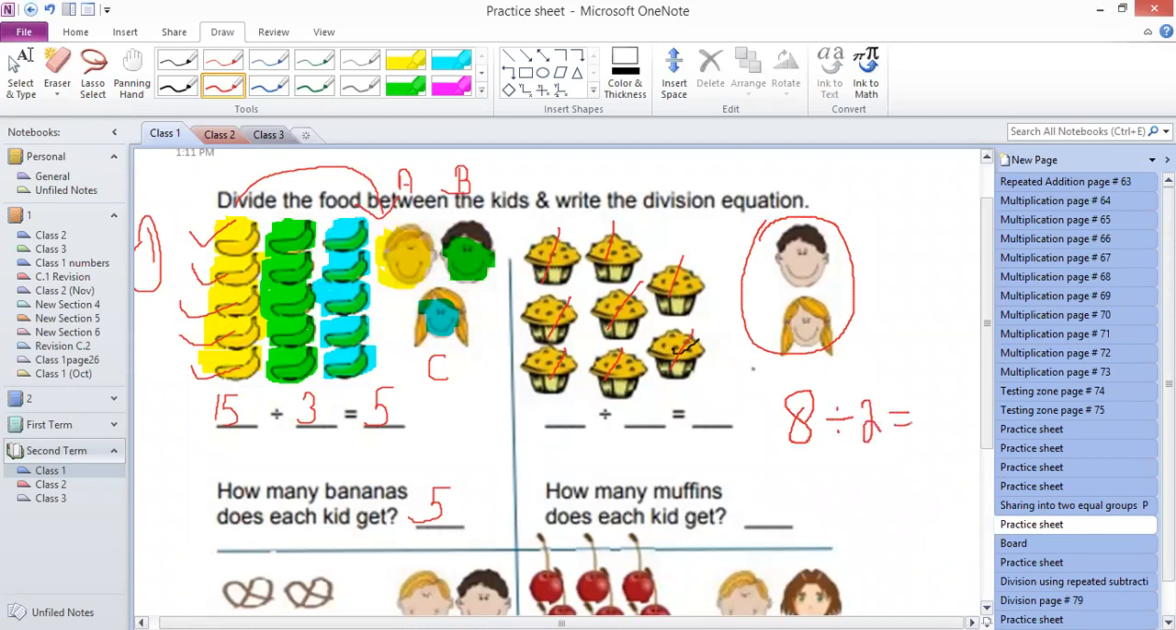So tell me, if you share 8 cakes among 2 kids, how many cakes will one get? Abdul Rahman, very good. Hamza, very good. Abdul Basit, very good.